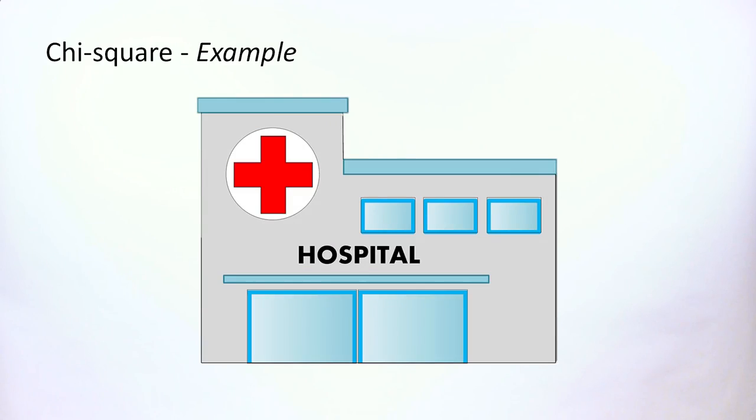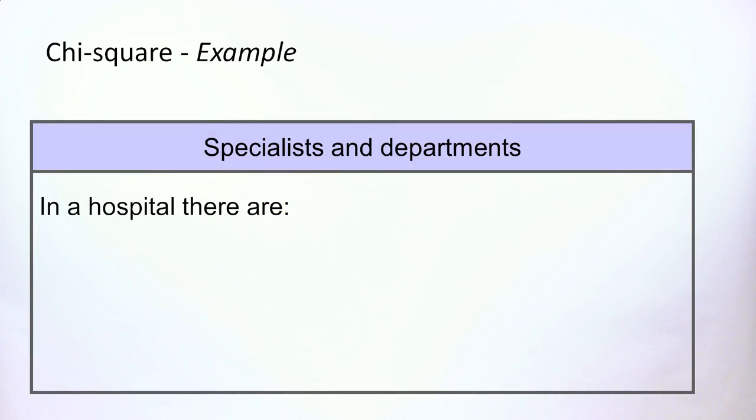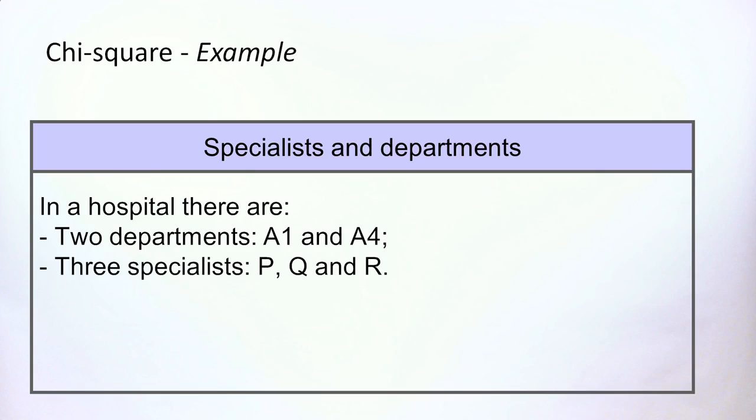Okay, let's take a look at an example from a hospital. Assume you work at a surgical department called A1. Sometimes patients are placed at department A4 because A1 is full. There are 3 different specialists that work in this hospital department. Let's call them specialist P, Q and R. In one of the departments, patients stay longer than on the other department. Could it be that the treating specialist is of influence?